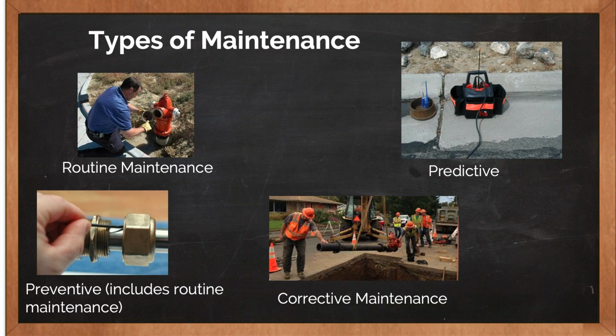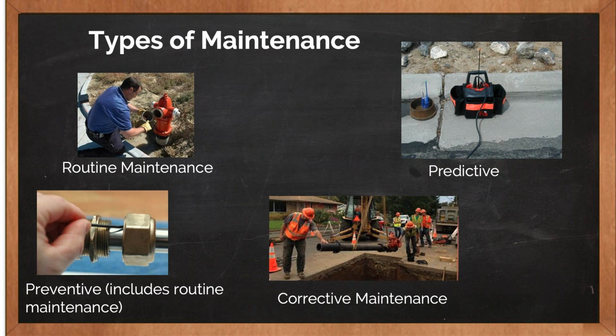Corrective maintenance is anything you do to fix a problem once that problem has occurred. You know, something broke, there's a crack, it's not working properly. Corrective maintenance is anything you do after a failure. So corrective maintenance, pretty much by definition, is reactive maintenance.